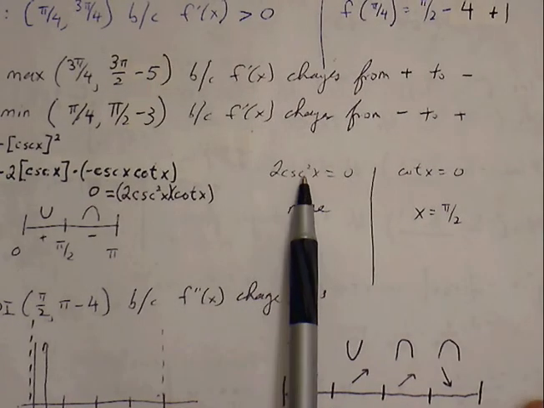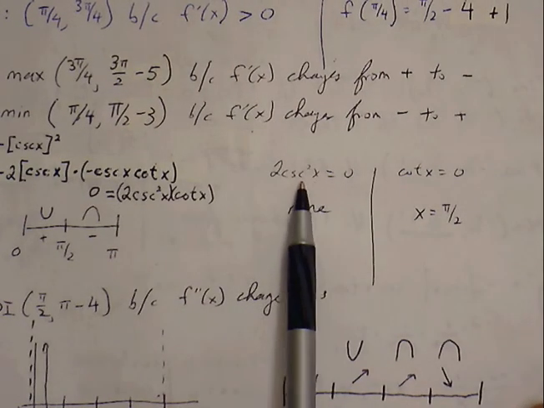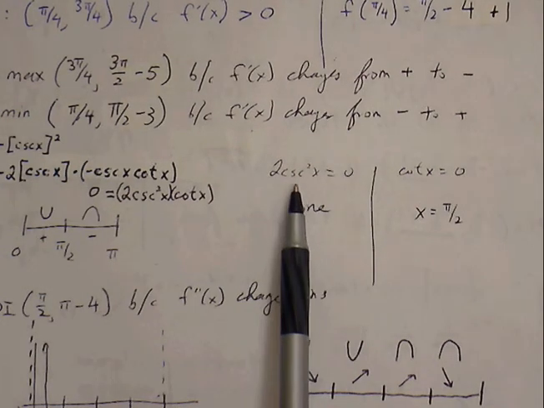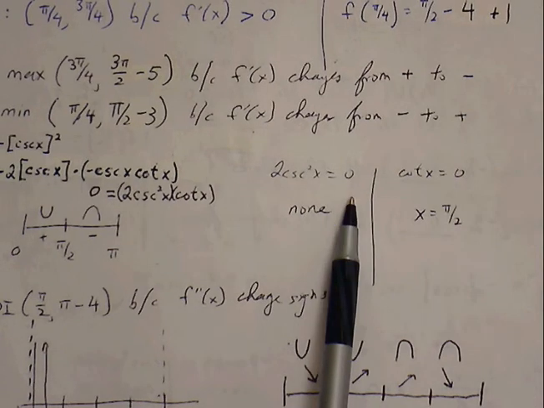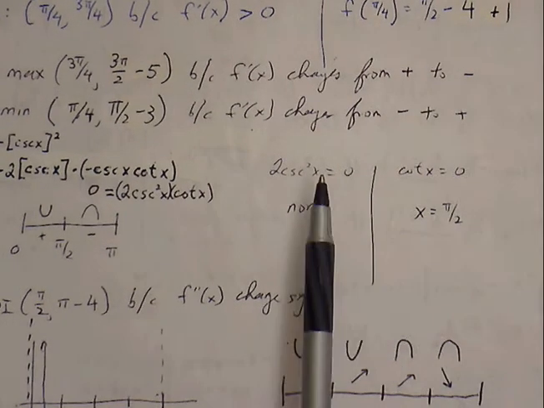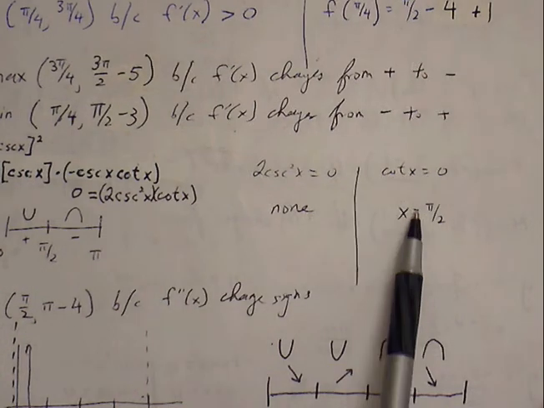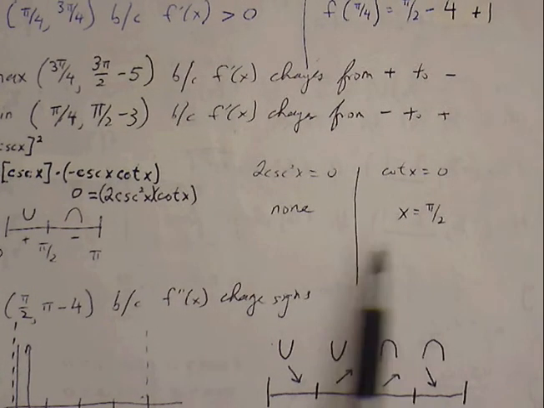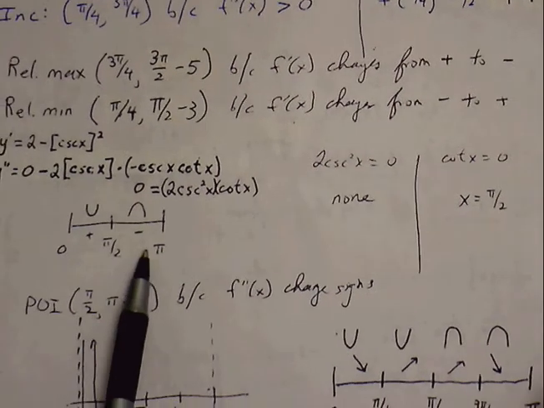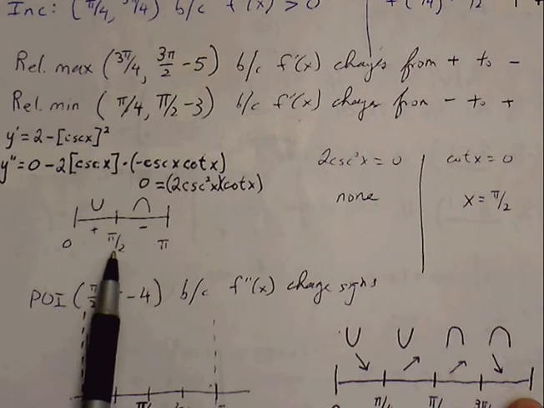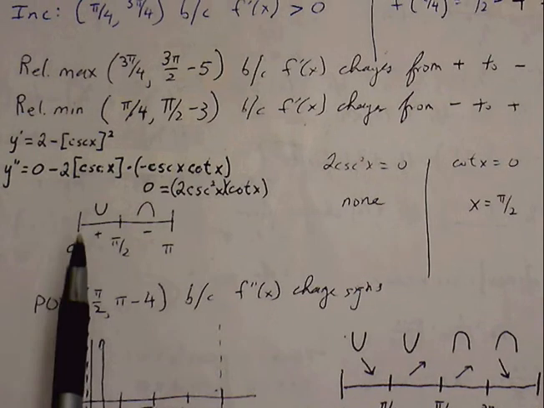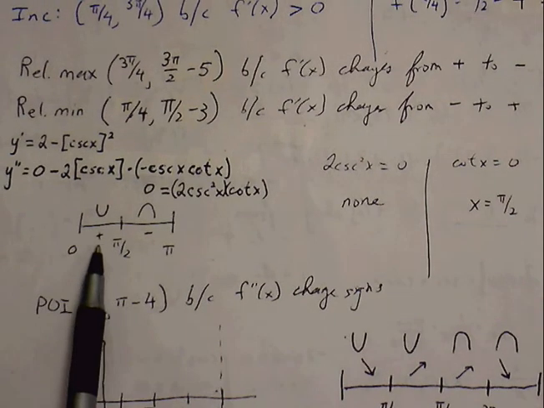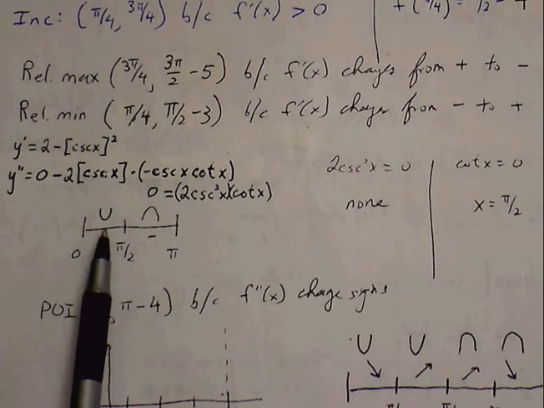Cosecant squared of x equals 0. Cosecant x is never going to be equal to 0. That's the same thing as saying that sine is equal to 1 over 0, which does not exist. And cotangent of x equal to 0 is going to occur at pi over 2, so this is going to be the only critical point. My endpoints are at 0 and pi, my critical point is at pi over 2, and I'll plug values into my second derivative to determine concavity.